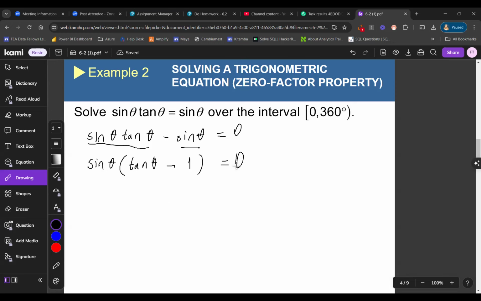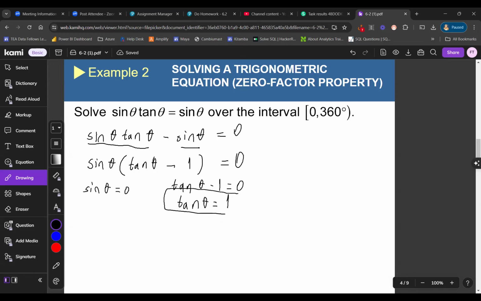I am able to factor this, and then I know that when I am done with factoring, I can set each factor to 0. So sine of theta must be 0, since the product is 0, or tangent of theta minus 1 must be set to 0. And this one needs to go further, and then this will be getting the tangent of theta is 1.